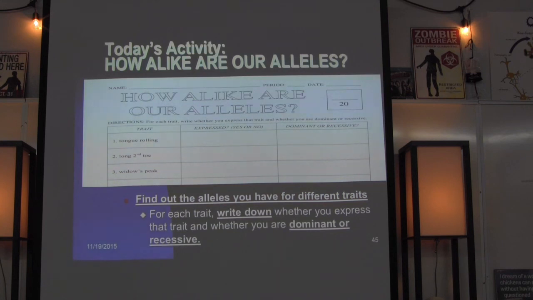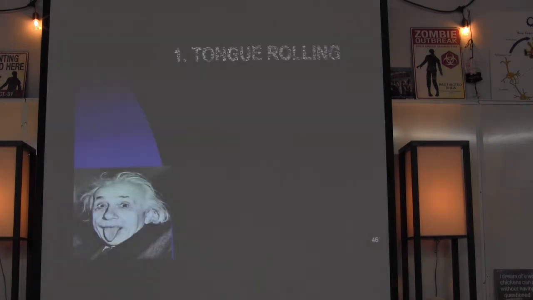The way it works is, if you have the trait, you write yes. If you don't have the trait, you write no. And if it's dominant, that means you probably have the trait, and you can write in the combination of alleles that I'm going to put up on the screen. All right, so the first one.